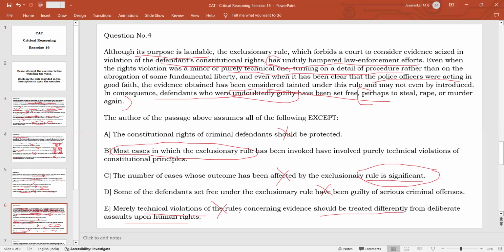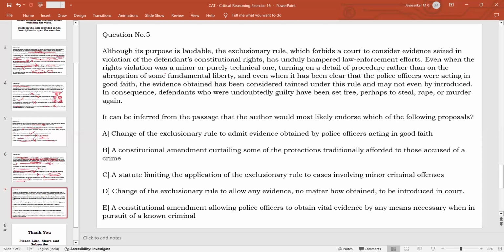So the assumption that is not made by the author is option B, because he is not saying that most of the cases, or the majority of the cases in which this rule is invoked, it is invoked in an unnecessary manner. So he is not saying that. So that is why option B will be your answer. All right, go to the next question.